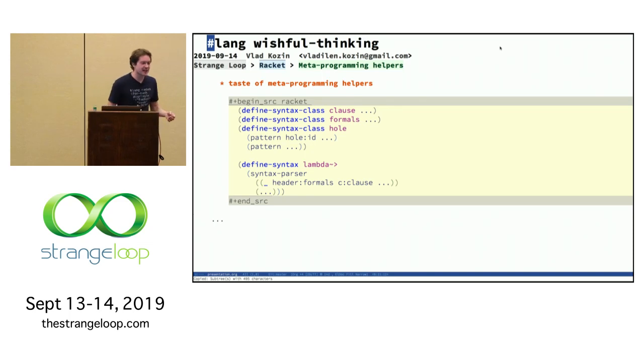That is to say that in Racket, very often you start writing your macros in DSLs by extending the language for writing macros in DSLs. So in Racket, it is kind of turtles all the way somewhere.